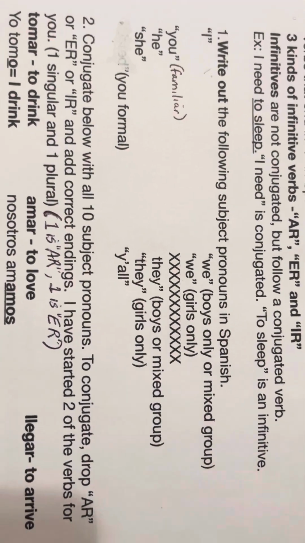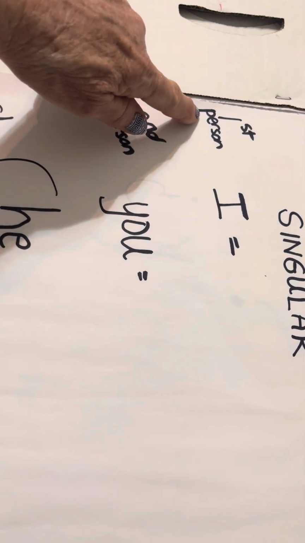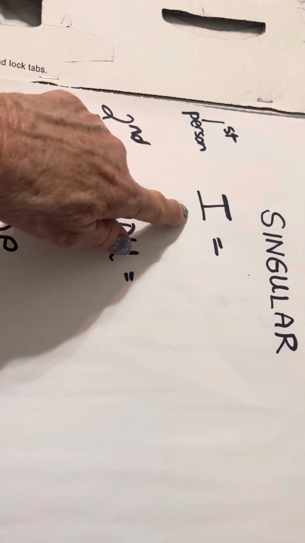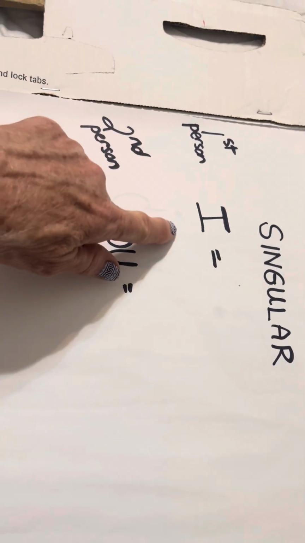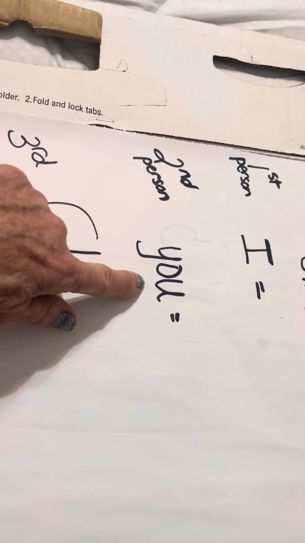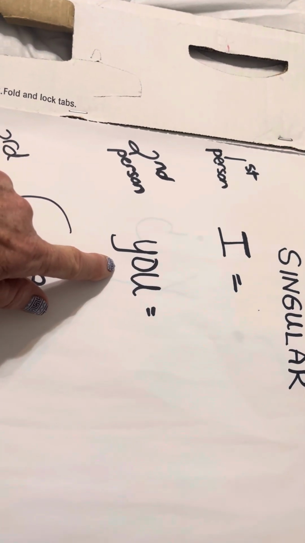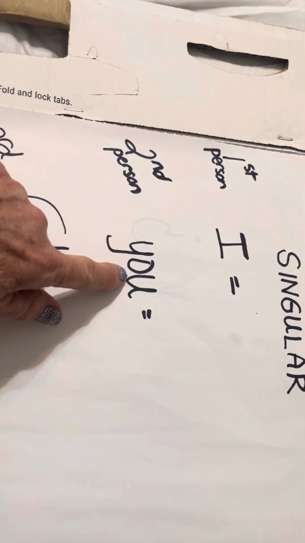Now I want to go over the subject pronouns in Spanish. We're going to start with singular subject pronouns. I is one person. It's the first person. When you use I in a sentence, you are talking about one person, and it is yourself. Second person is you, singular. When you are talking to someone, you say you.